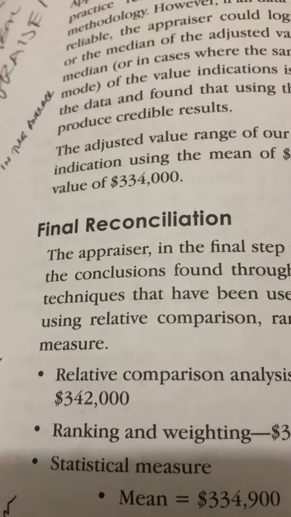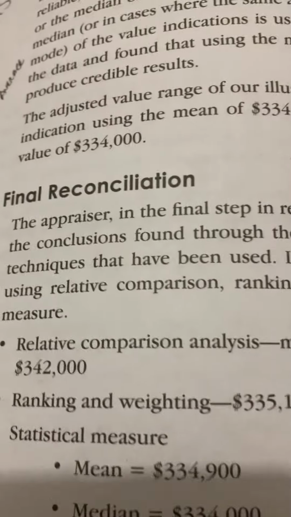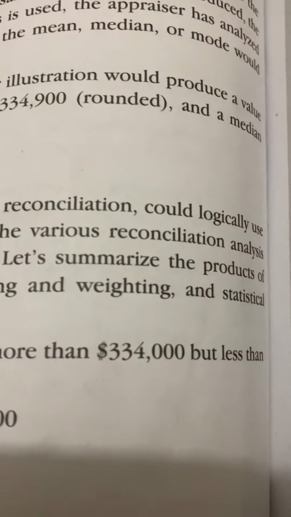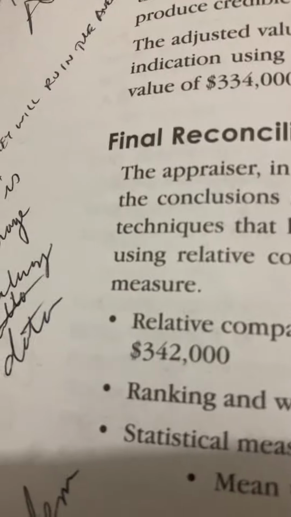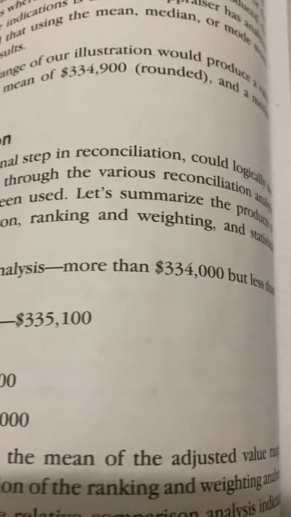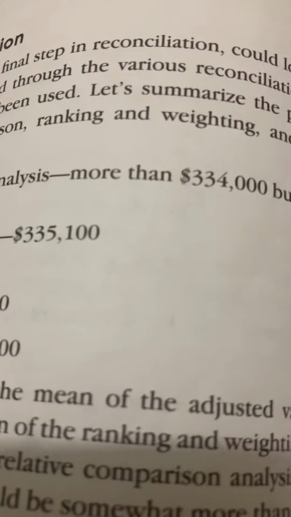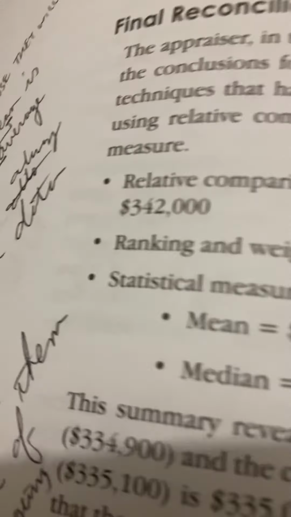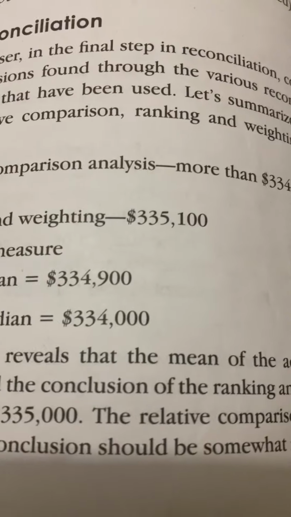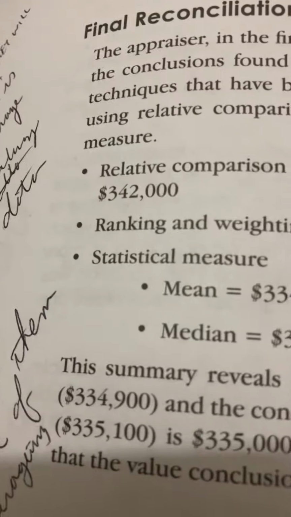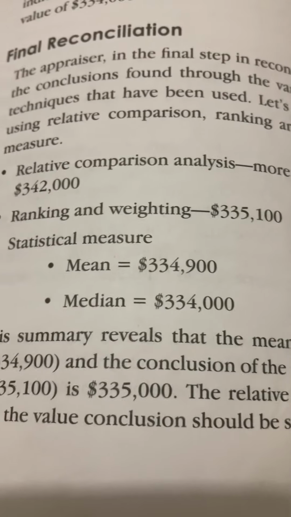Final reconciliation. The appraiser in the final step in reconciliation could logically use the conclusions found through the various reconciliation analysis techniques that have been used. Let's summarize the products of using relative comparison, ranking and weighting, and statistical measure. Relative comparison analysis: more than $334,000, but less than $342,000. Ranking and weighting, $335,100. Statistical measure, the mean equals $334,900. Your median was $334,000.